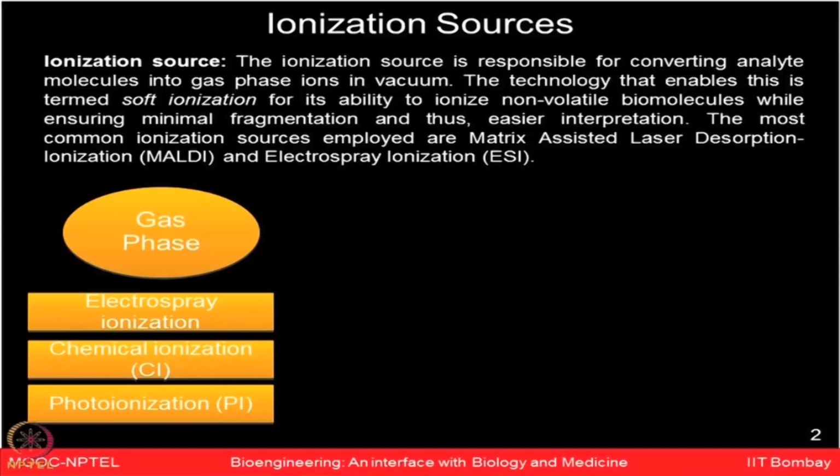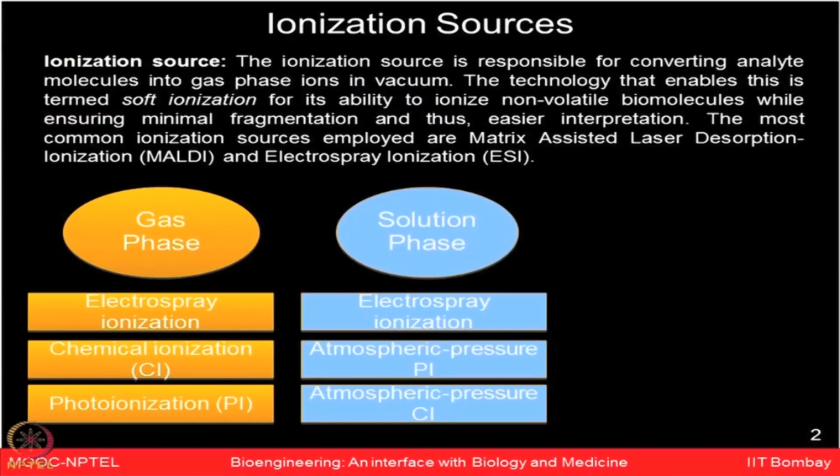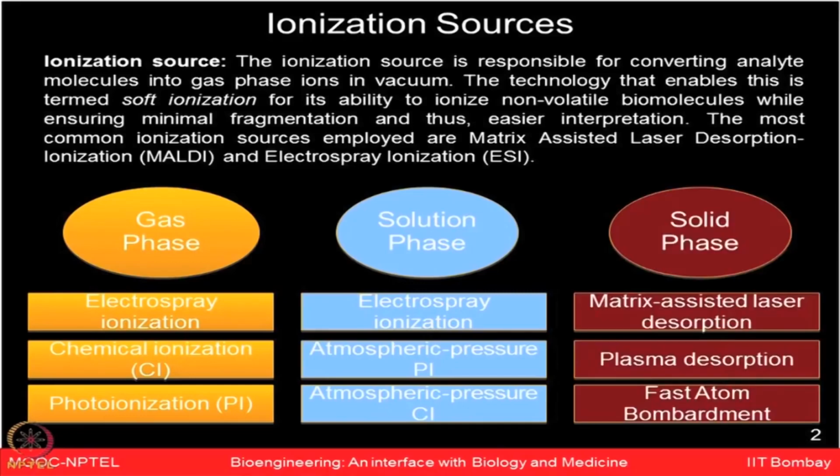So, let us start with the first component of the mass spectrometer, which is the ionization source. Soft ionization is known for its ability to ionize non-volatile biomolecules while ensuring minimal fragmentation, and therefore one could easily interpret the data. The most commonly used ionization methods include electrospray ionization or ESI, or the matrix assisted laser desorption ionization method, which is MALDI. Let us first talk about MALDI.